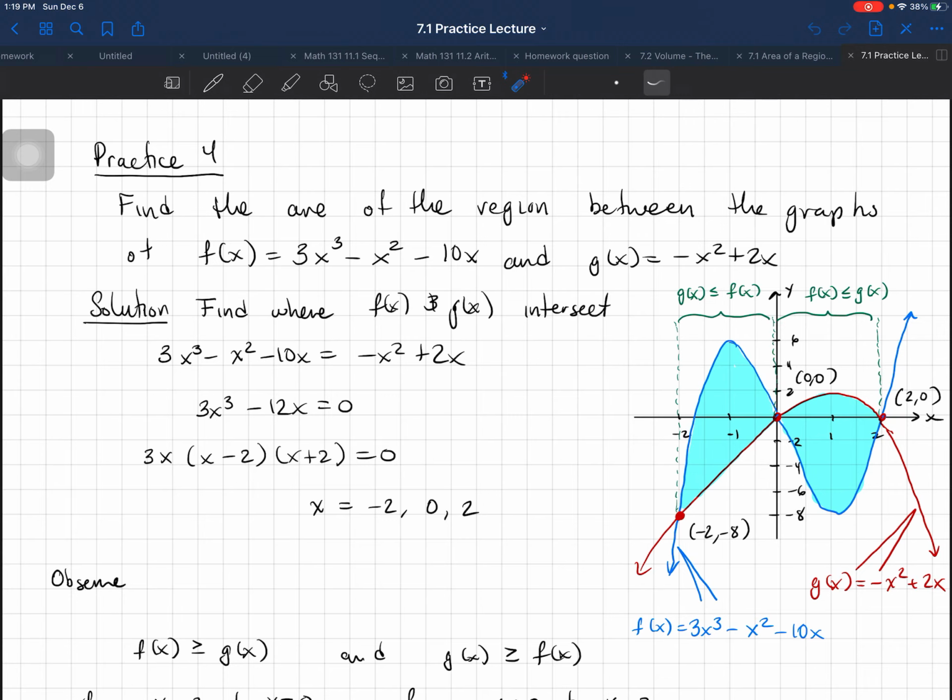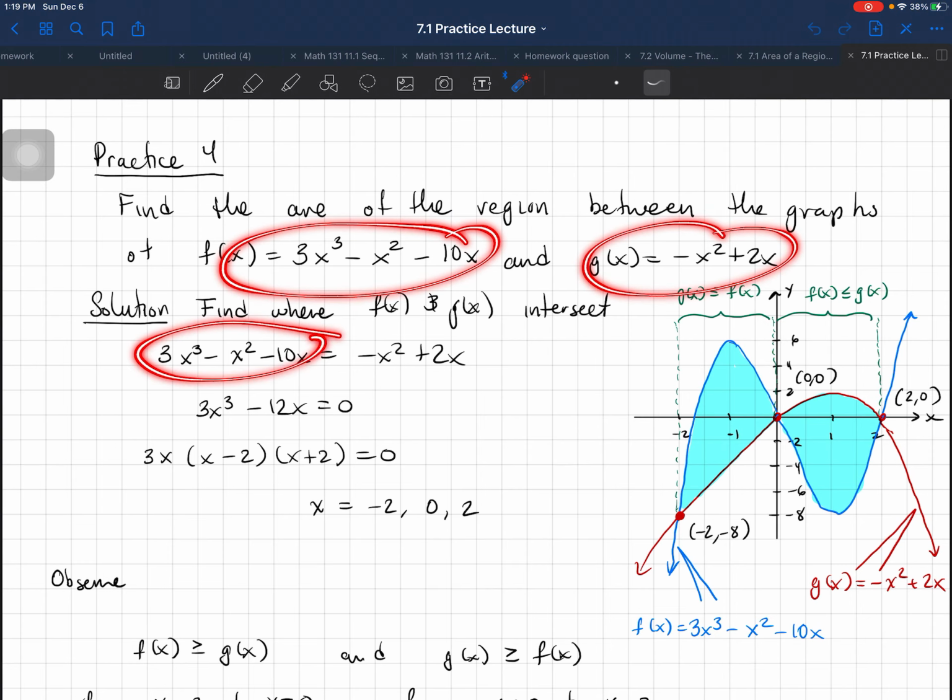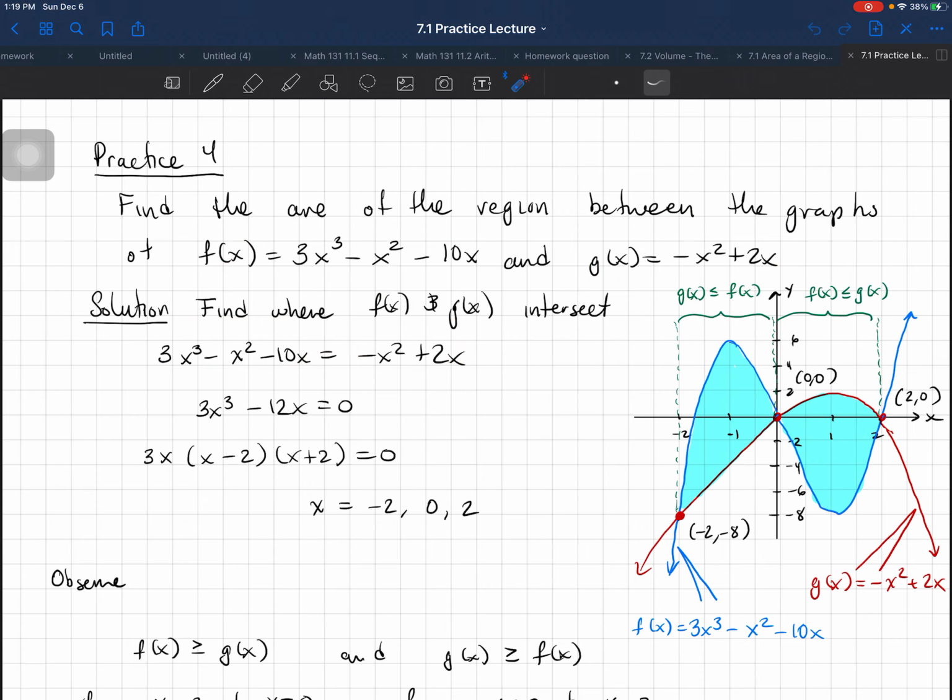Anyways, we're going to set the f function and the g function equal to each other, and then solve for x by adding x squared and then subtracting 2x. That gives us this right here. Then we can start by factoring out x, because both terms have it, and also the 3, because that's a common factor. That will give us 3x times x squared minus 4 equals 0.